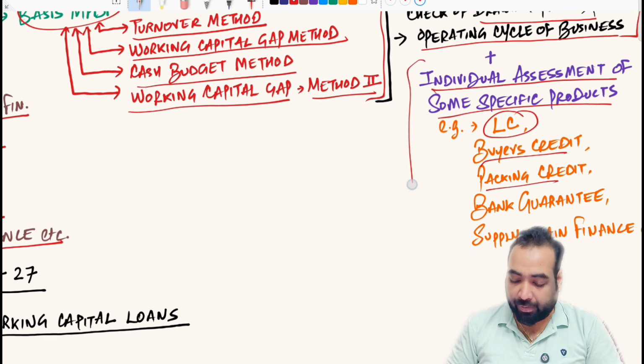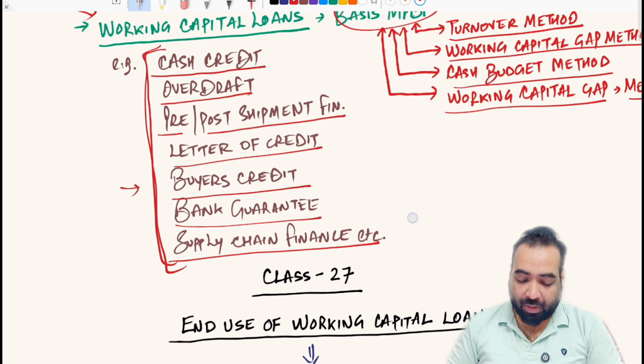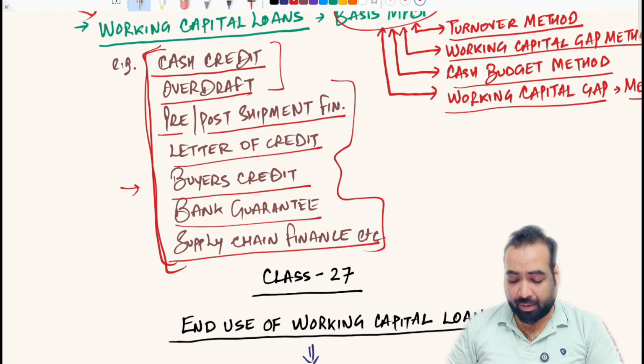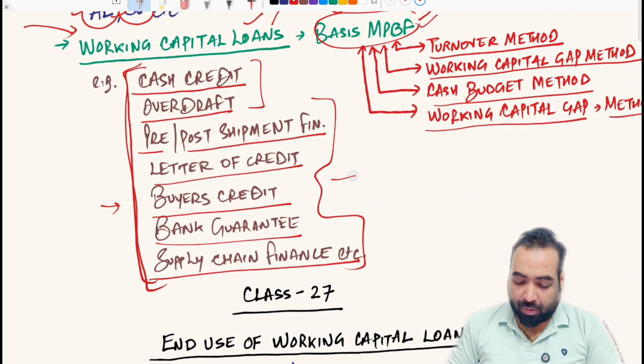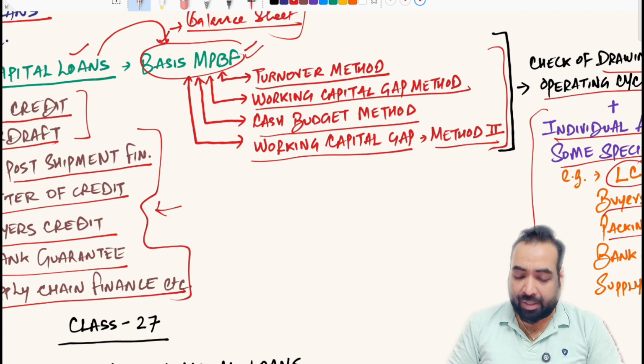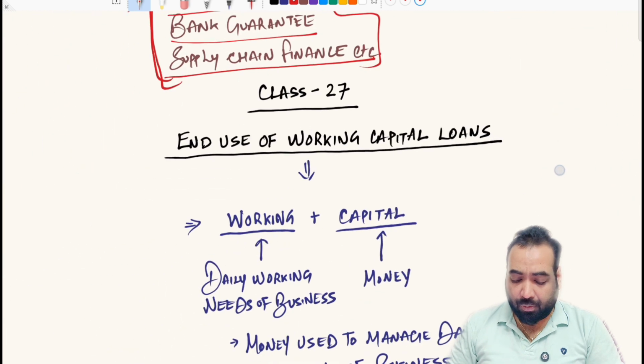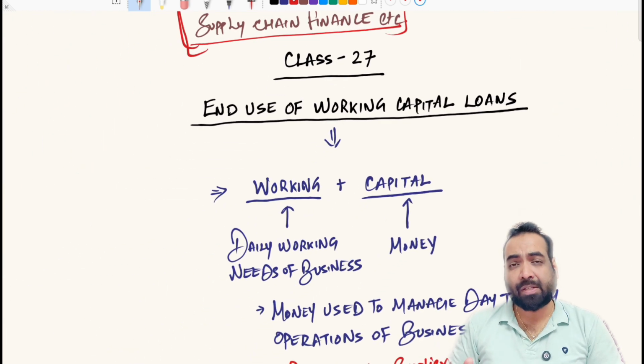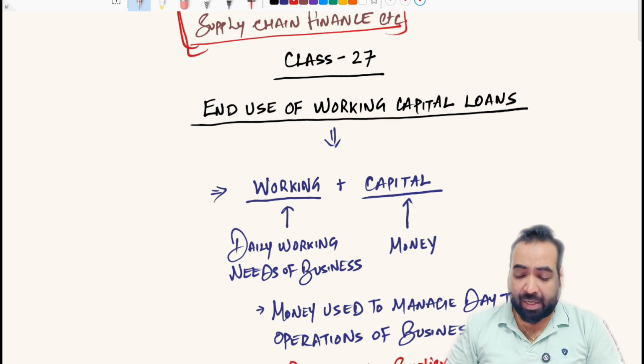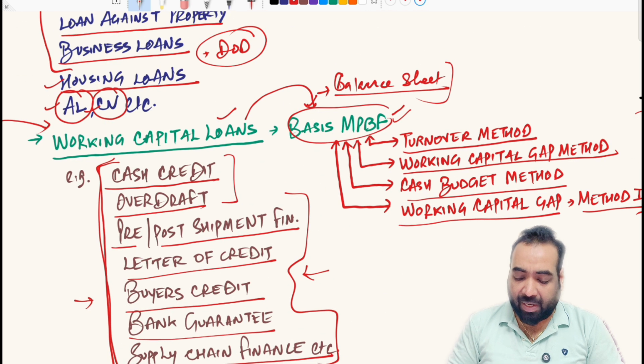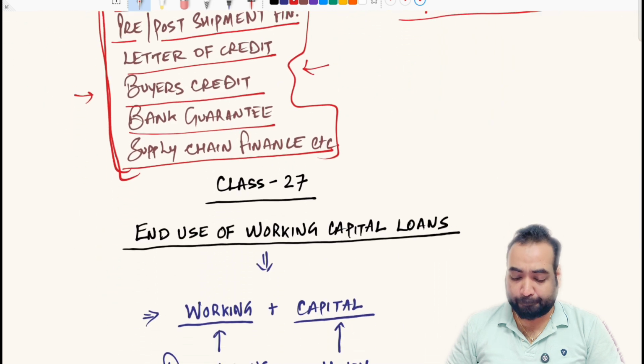Some of the products have their individual assessments, and there are different types of working capital products that I have mentioned here for your understanding, right? So we will be covering the meaning of all these different working capital products along with all these methods of assessment. In this video, first we have to understand how the end use of the working capital is determined by the bankers, and why it is based on the balance sheet part of the borrower, right?